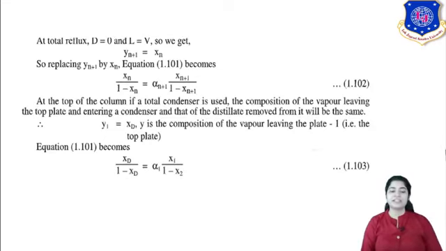Now the next step is that at the top of the column, if a total condenser is used, it means the vapor composition which is going to the condenser, after condensing, would be the same composition in the liquid phase also. So instead of xn you are writing it as xD. So you get the final relation as equation 1.103.